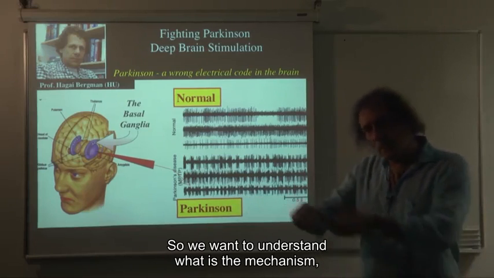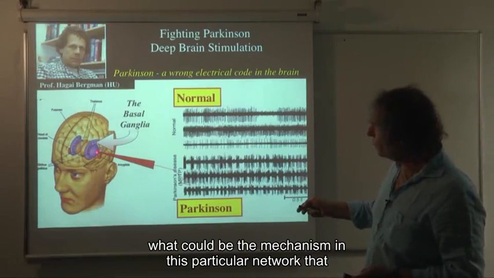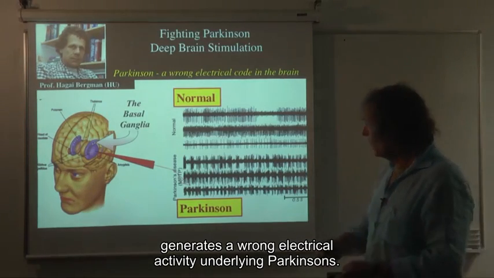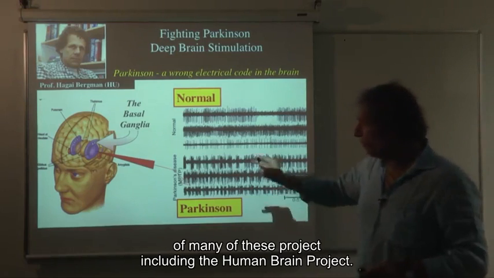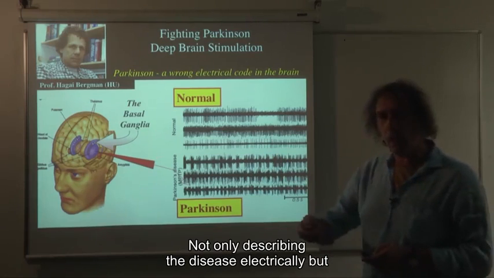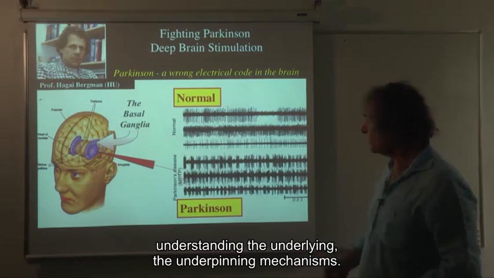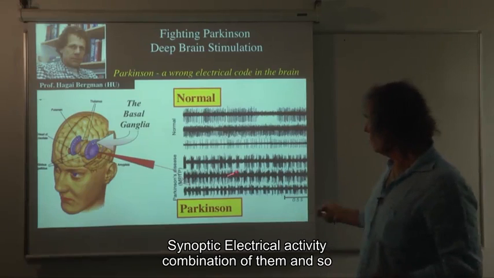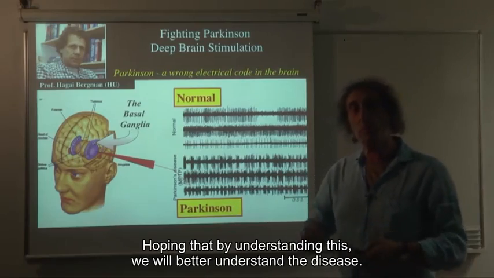So we want to understand what could be the mechanism in this particular network that generates a wrong electrical activity underlying Parkinson's. That's one of the big missions of many of these projects, including the Human Brain Project. Not only describing the disease electrically, but understanding the underlying mechanisms, synaptic, electrical activity, a combination of them, and so forth, that gives rise to this and not to that, hoping that by understanding this, we will better understand the disease.